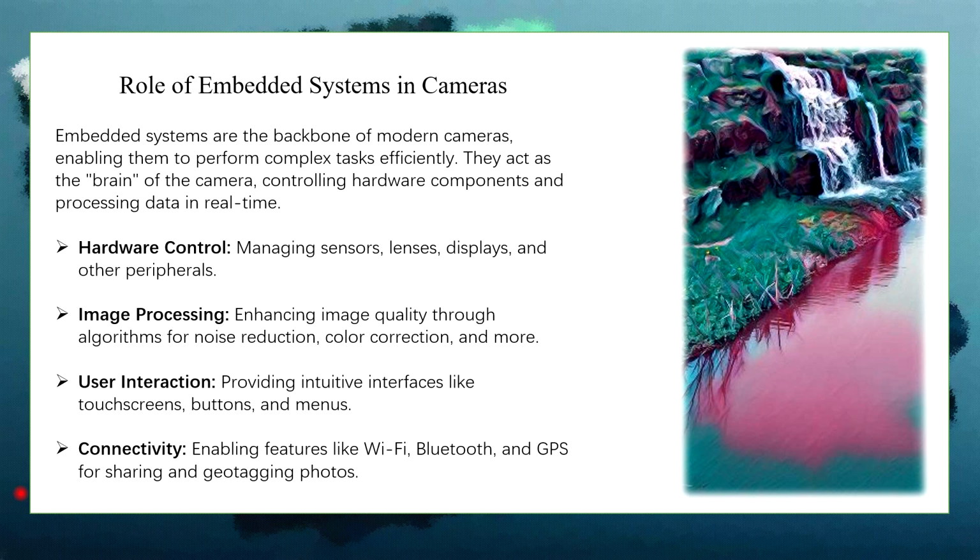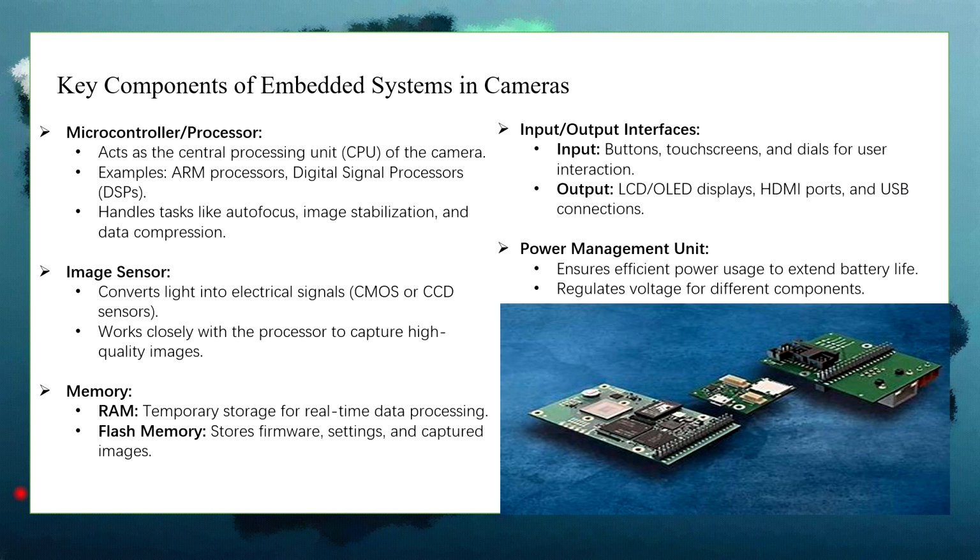User interaction: providing an intuitive interface like touchscreen, buttons, and menus. Connectivity: enabling features like Wi-Fi, Bluetooth, and GPS for sharing and geotagging photos. Key components of embedded systems in cameras.